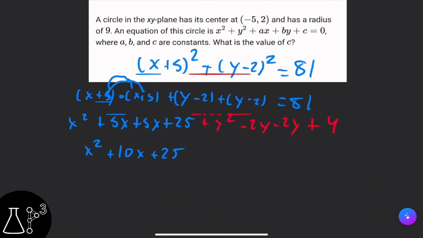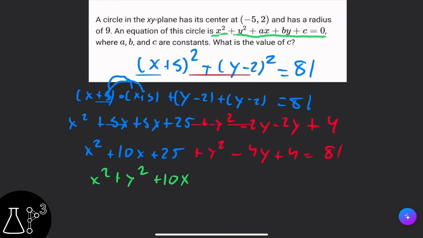So we combine like terms, we get plus y squared minus 4y plus 4, and it equals 81. So now let's rewrite it the way that the equation of the circle is written in the question, which is x squared plus y squared plus ax plus by plus c equals 0. So we would get x squared plus y squared plus 10x, which a equals 10, if they were asking for that, plus by, which is minus 4, and b equals negative 4. But now they give us c.